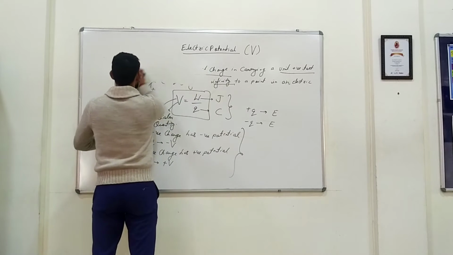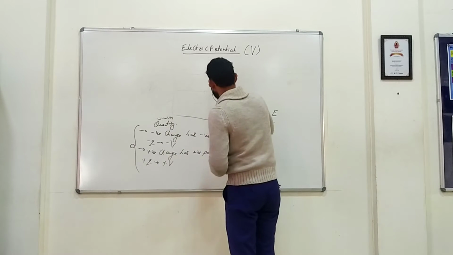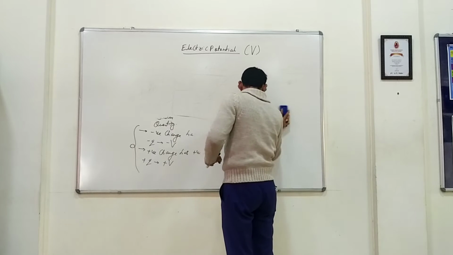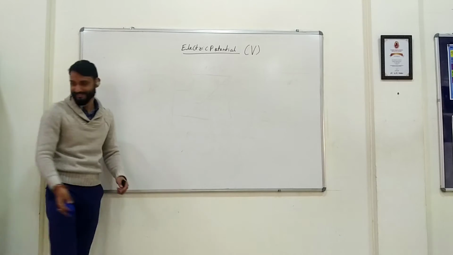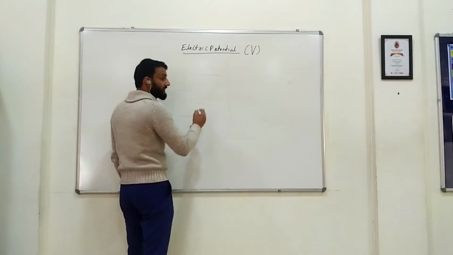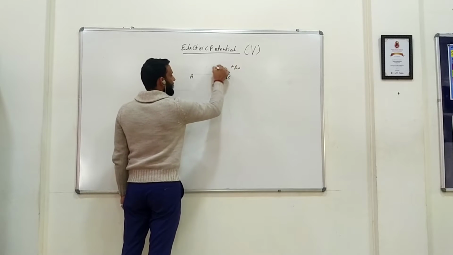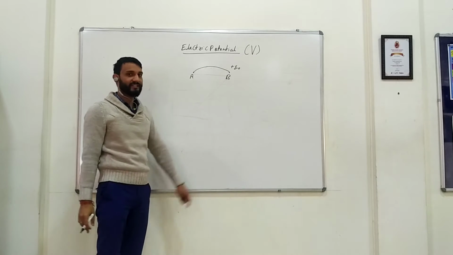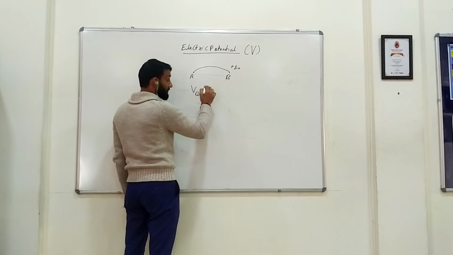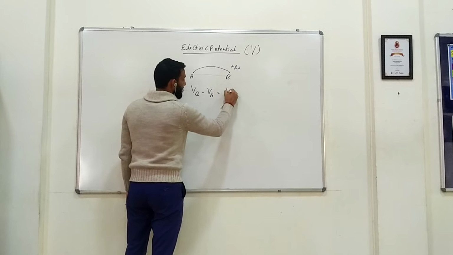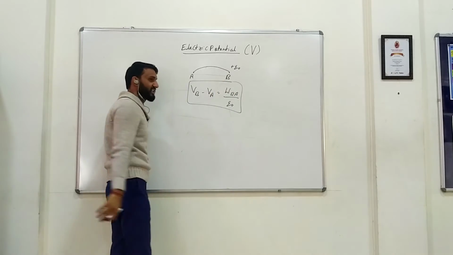Electric potential we have done, and next is potential difference, the difference in the potential between two points. Suppose you have point A and point B, and you are carrying a unit positive test charge from this point up to this point. Then there will be a difference in the potential between these two points, and that potential difference, Vb minus Va, will be Wba upon q naught. So this is the electric potential difference.